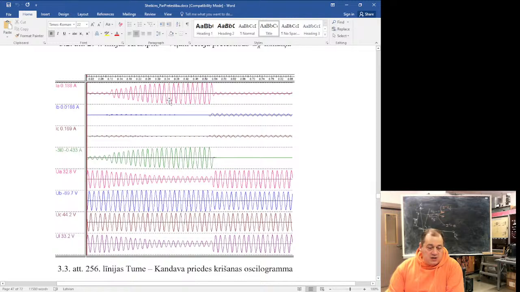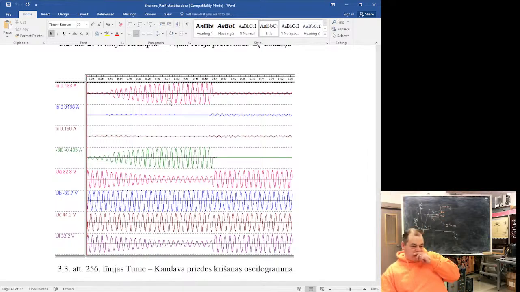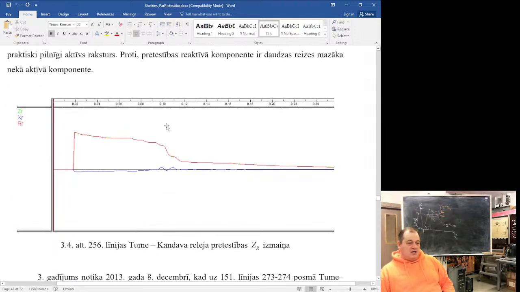Another fault recording. Point 3 fault on the Tume-Kandava line. Here note the growth of current. Trees are not burned instantly. So here is the process. Red line is the active part of transient resistance. Blue line is observable to the relay. It's not real inductance, it's the observable to relay imaginary part of transient resistance.